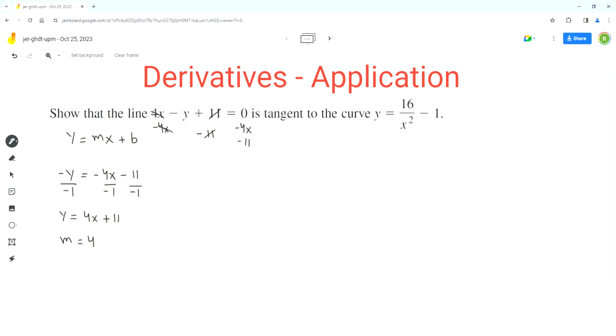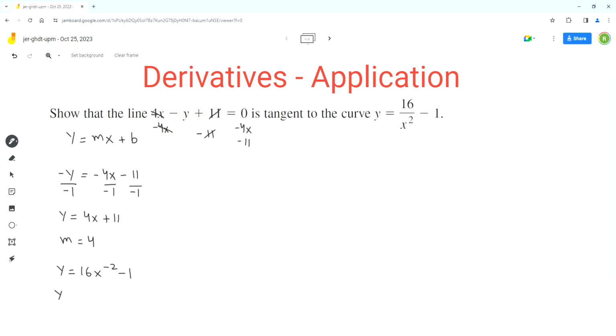Now we have to find the slope of the tangent to this curve. For that, we'll have to find the derivative of the equation of this curve. So we'll start by rewriting the equation of the curve by moving the x squared term to the numerator. So we get y equals 16x exponent negative 2 minus 1. Now we can find the derivative of this function.